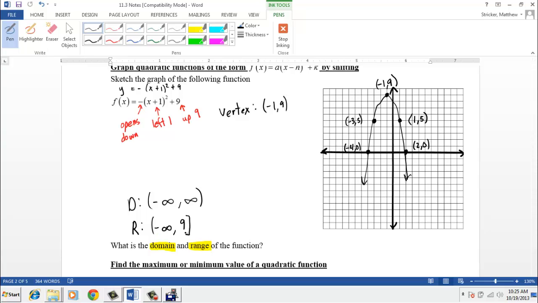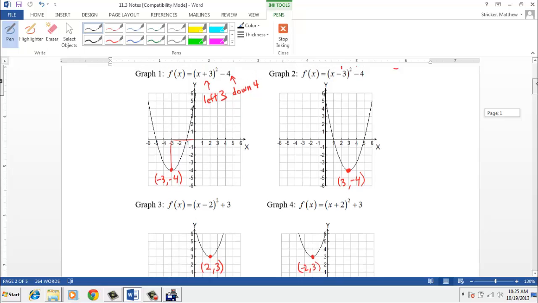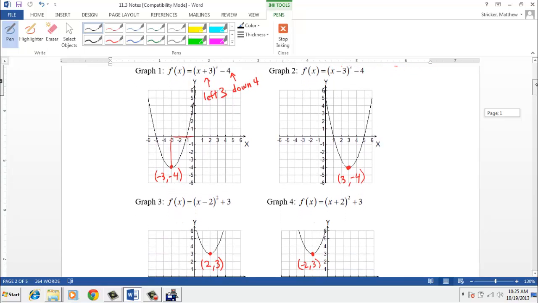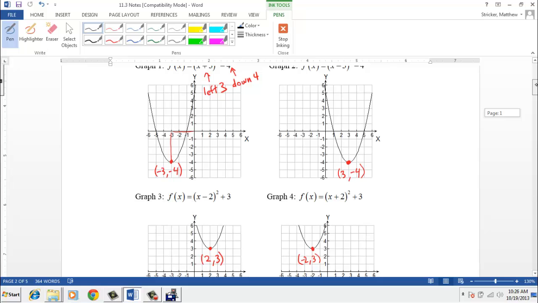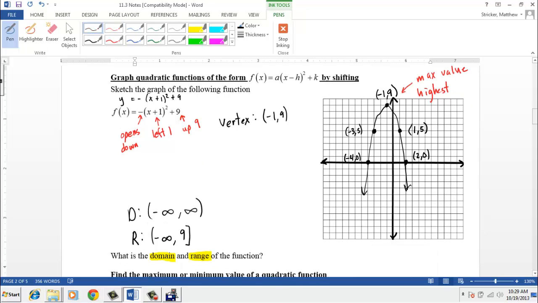Now, what sets this example apart from the graphs on the previous page? We have all these graphs on the previous page. Notice that all those vertices are all minimum points, whereas here, when the parabola opens down, the vertex is a what? This is a max value. It's the highest value. Okay, now we've seen examples of graphs where the vertex is the maximum value and examples of parabolas where the vertex is the minimum value.